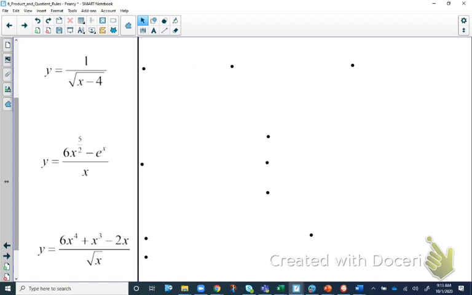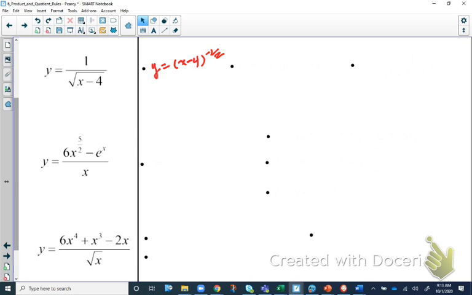So if I wanted to rewrite the first one, all I'm really going to do is write it as y is equal to, in parentheses, x minus 4 to the negative 1/2 power. And I can see very quickly that I can take the derivative of that just using the power rule. Now, we're bordering on something called the chain rule, and we'll talk about that before the end of the lesson.